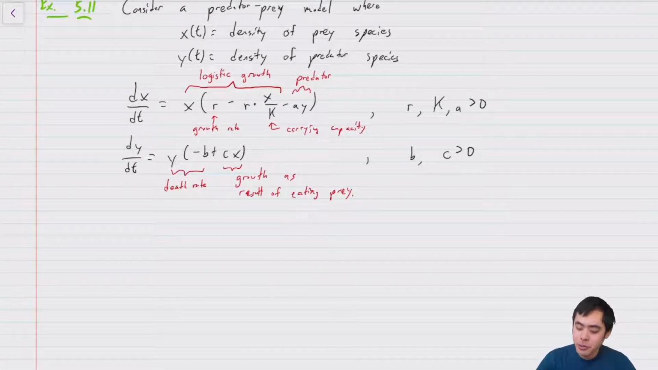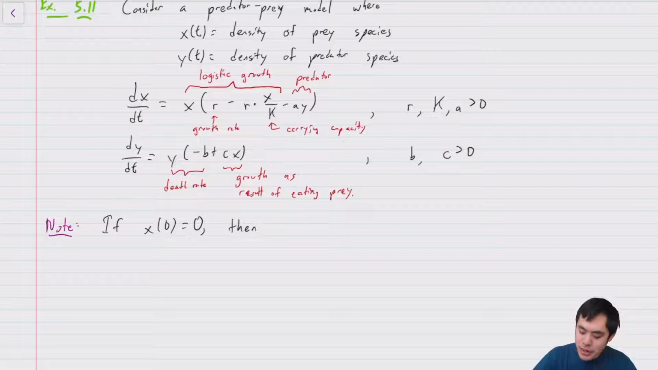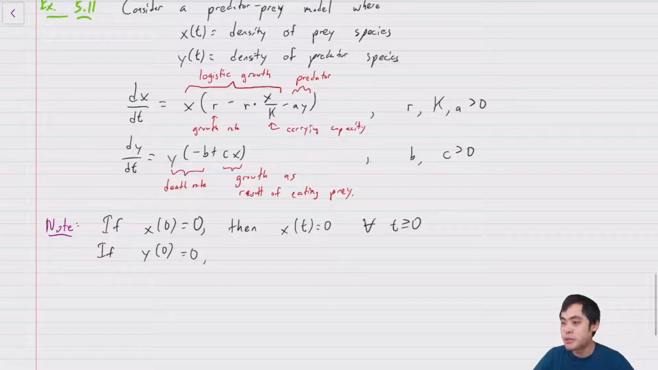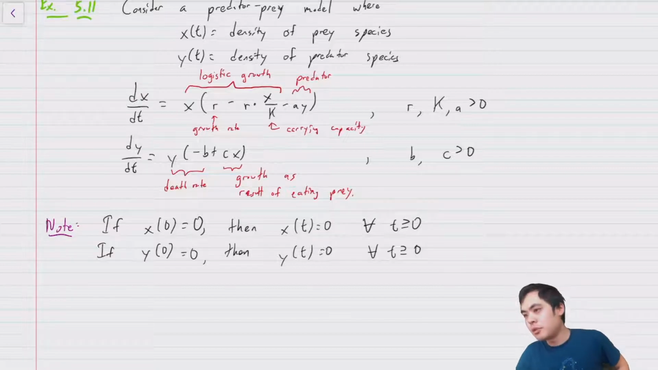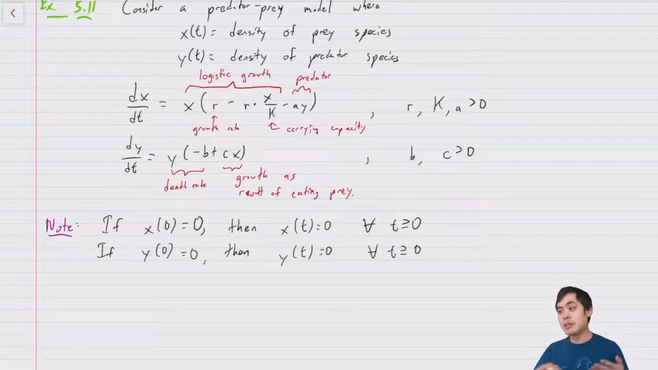Okay, so now that we have this model, we can analyze this. One of the first things to notice is that if x of 0 is equal to 0, then x stays at 0 for all time: x of t is equal to 0 for all t greater than or equal to 0. And if y of 0 is equal to 0, so if you have no predators to start with, then you'll never have any predators. This makes sense intuitively, because if you have no prey, then you can't have any prey in the next generation. The number of prey can't increase, and the same for the number of predators.